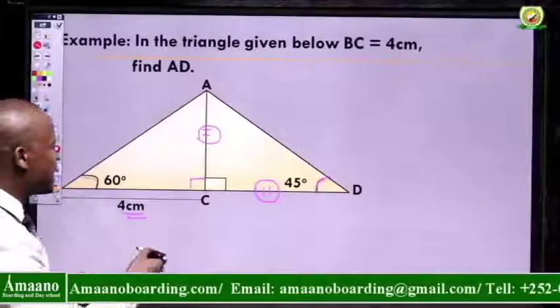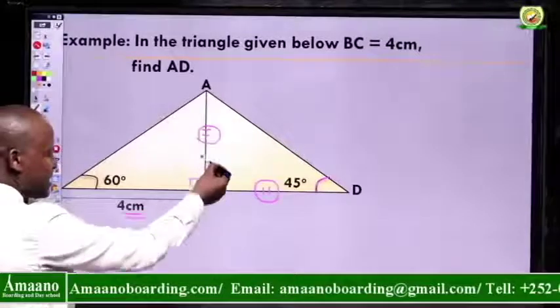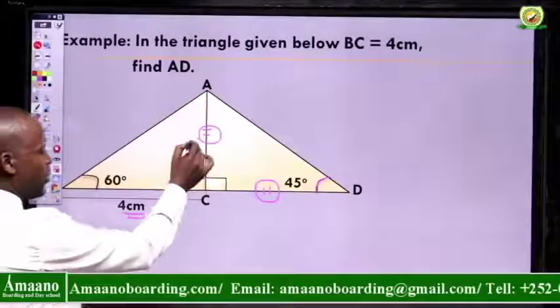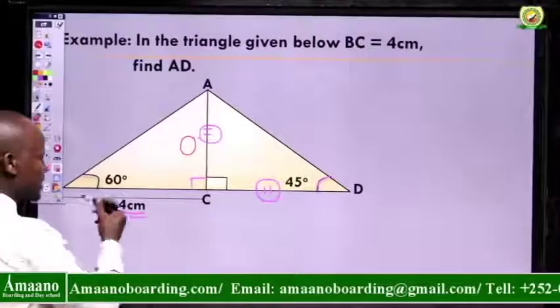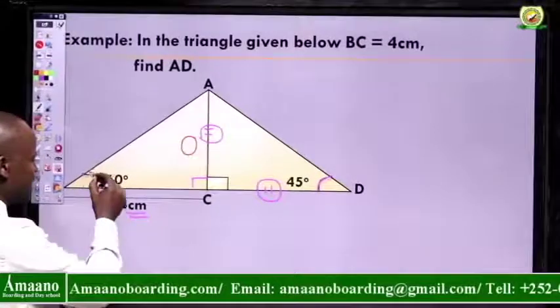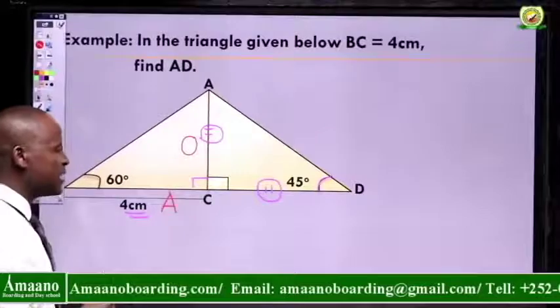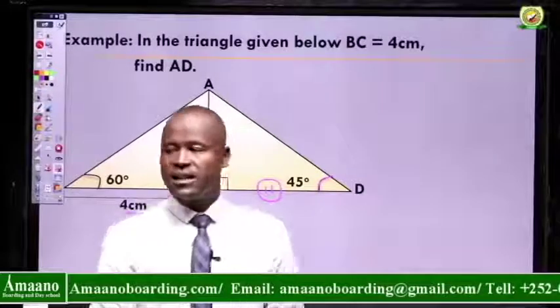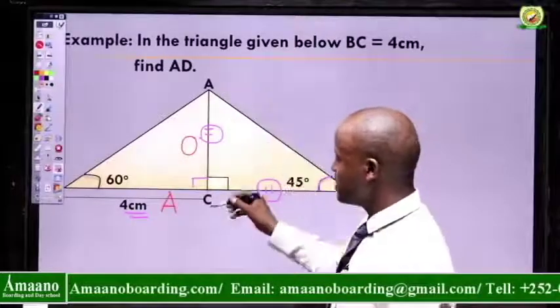Okay, now let's find the side length of AC. What is side AC for this given angle of 60 degrees? It is the opposite side, O. And what is this side, which is 4 centimeters, for this angle of 60 degrees? It is the adjacent side, A. Now using opposite and adjacent, we can determine the length of AC. Which trigonometric ratio are we going to use? Tan.